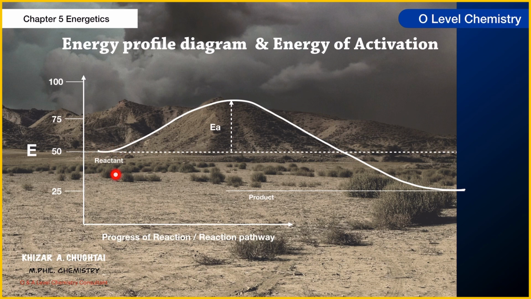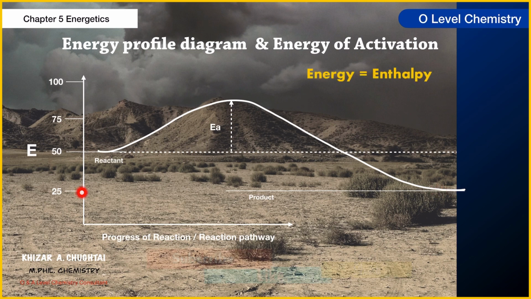So first of all, the reactants have to gain the energy of activation. After gaining that energy, their bonds completely break down. And finally, there is the formation of new bonds, and we have a new shape, a new entity, a new species. Those are said to be the product.